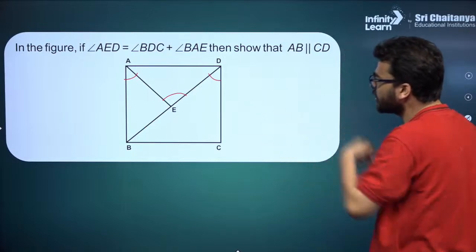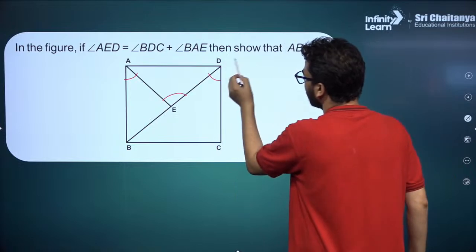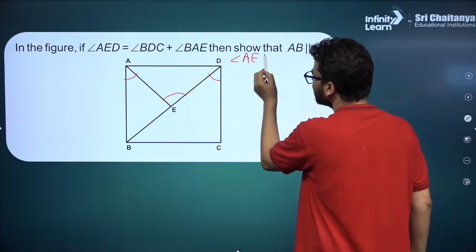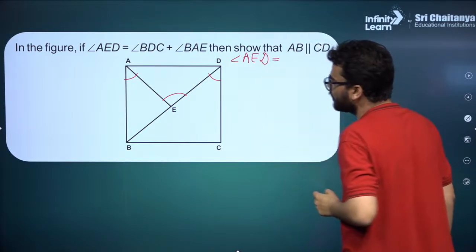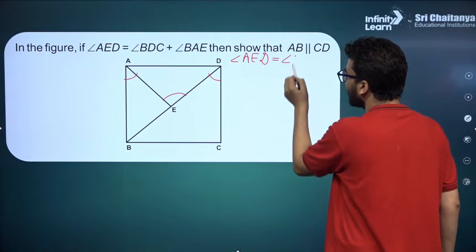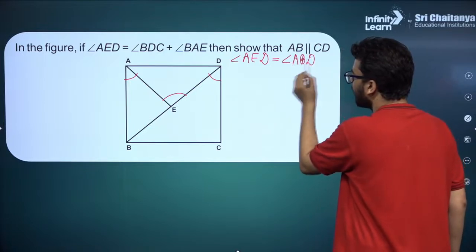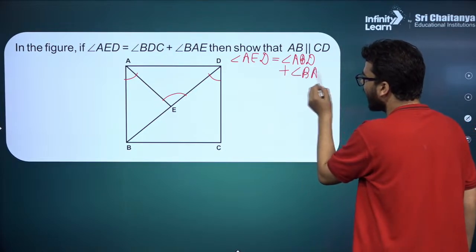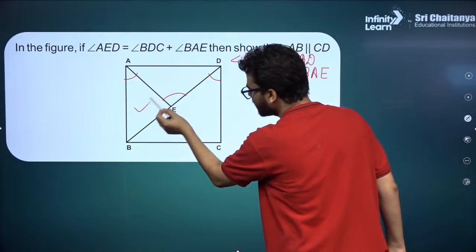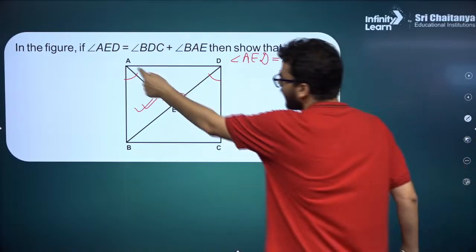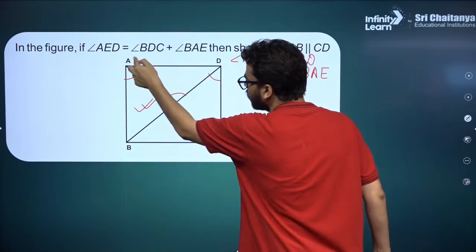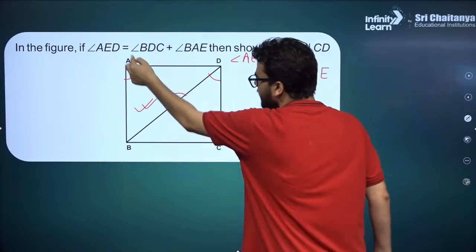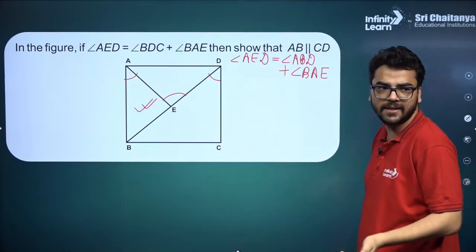So basically you see over here, this thing is given, but one more thing, can I not say over here, if you see the figure properly, can I say that AED is nothing but ABD plus BAE? Can I say that? Exterior angle property. If you talk about this triangle, can I not say over here that AED is equal to ABD plus BAE? Exterior angle property. Can we say that?